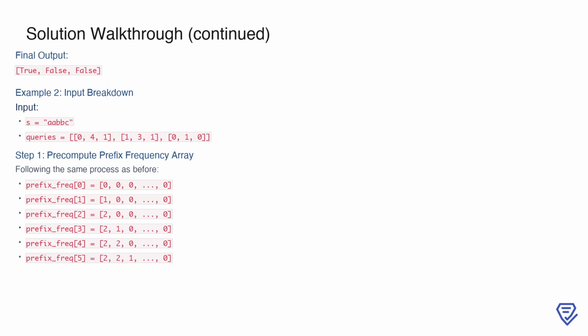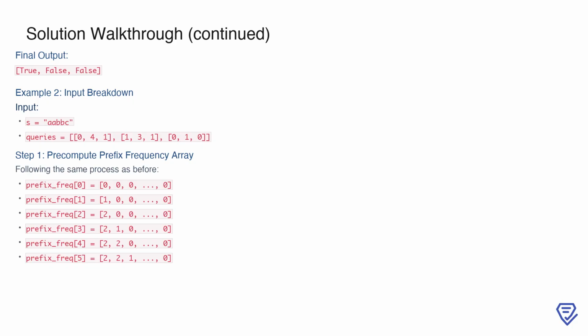After processing all the queries from the first example, we arrive at the final output, true, false, false. This output corresponds to our results for the 3 queries. The first substring can be rearranged into a palindrome with one modification, but the second and third substrings cannot meet the palindrome condition within their respective constraints.